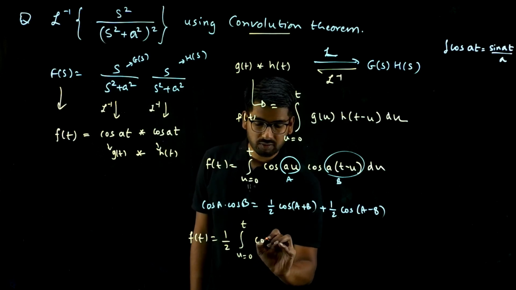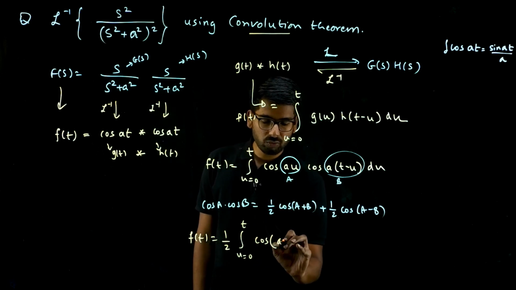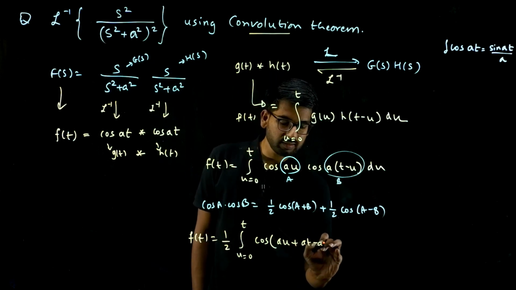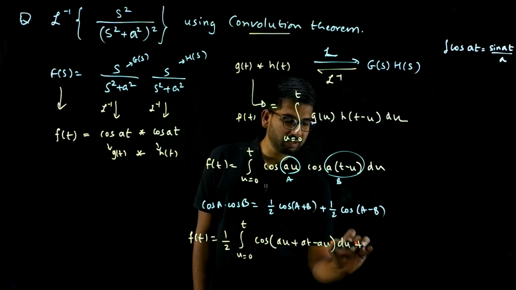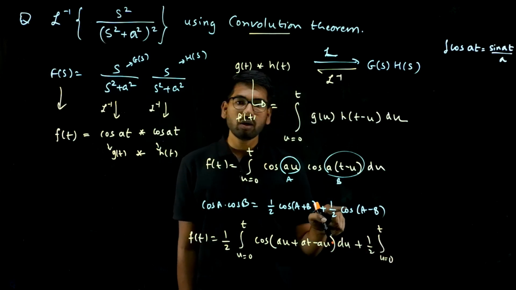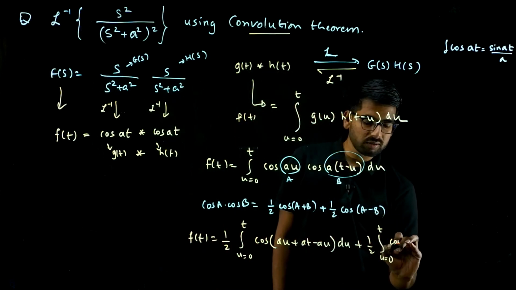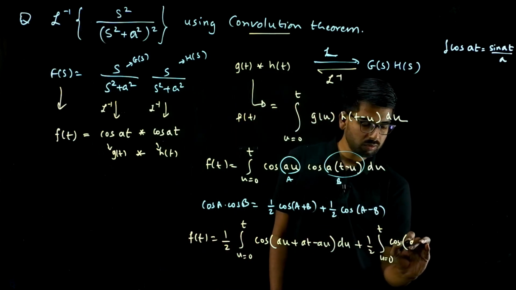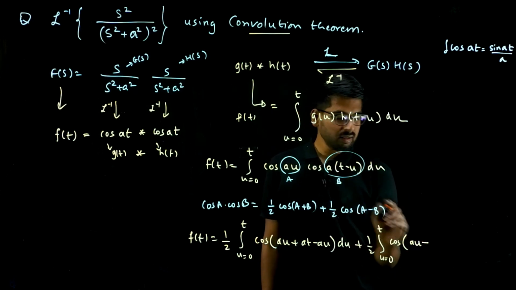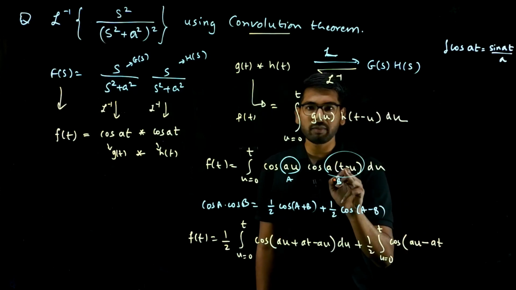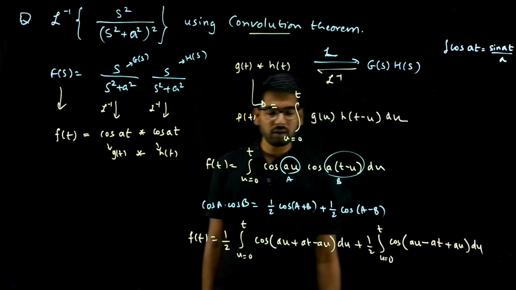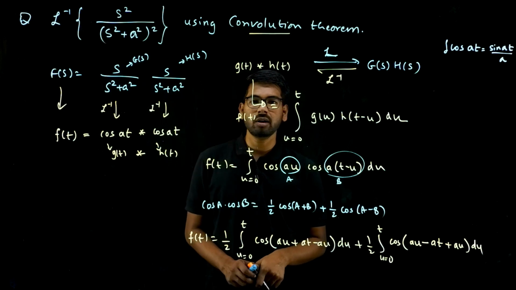So that will be cos(au plus at minus au) with respect to u, plus 1 by 2 integration from u equal to 0 to t of cos(a minus b). So that is cos(au minus at minus au), minus at as it is, minus au is plus au, with respect to u. Okay, so now we need to solve this integration to get f of t.